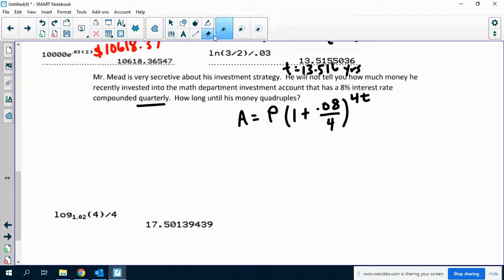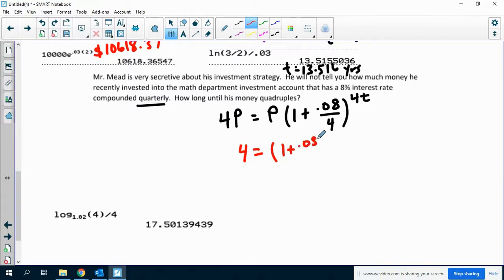Well, it quadruples when the amount that was in it originally is multiplied by 4. So that means I can replace the amount at the end with the amount that I had at the beginning times 4. So then I can divide both sides by P. The P's go away. So it doesn't even matter how much money I had in at the beginning. I'm going to end up dividing by it, and I should get 4. That means it's quadrupling, so it's 4 times as big as it was before. So then that's equal to 1 plus 0.08 over 4 to the 4t.